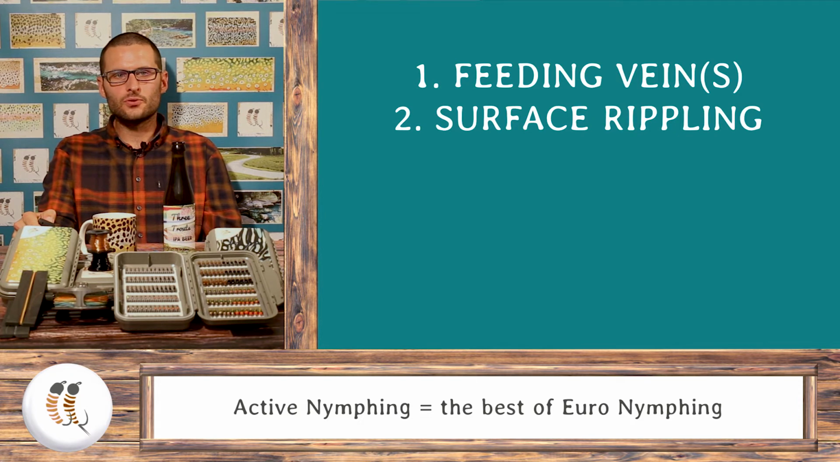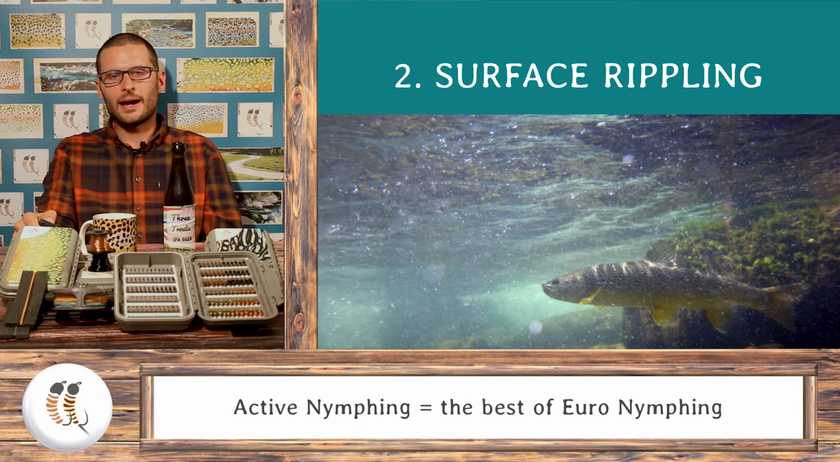So point number 2, the surface rippling. It's really important because you will practice this active nymphing method mainly wading in the water, so the surface must be rippled enough for the fish not to see you.